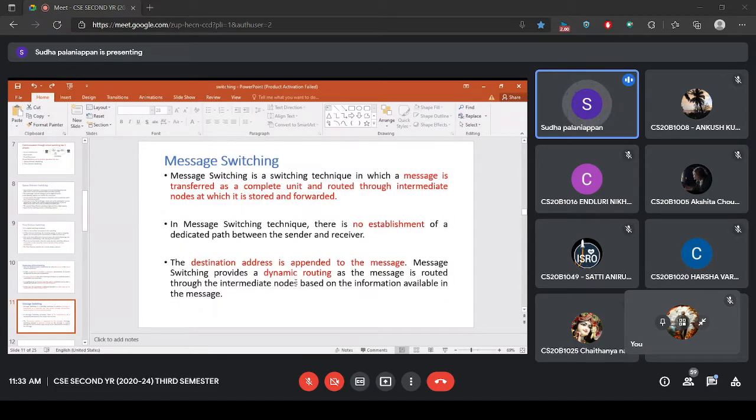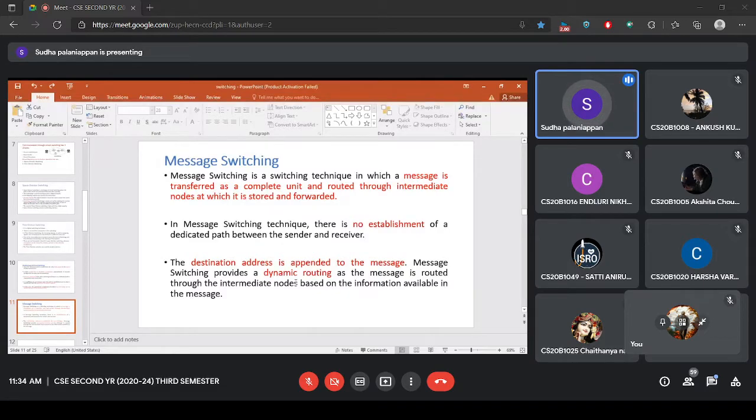And next one is message switching, which is the second technique, in which a message is transferred as a complete unit and routed through intermediate nodes at which it is stored and forwarded, right? Think of it: there is a device A and B. In between, there are multiple devices which are going to forward your messages. Once A is sending a message to B, in between there will be a number of intermediate nodes. Those intermediate nodes will carry your messages, right? So the message will be carried by the intermediate systems.